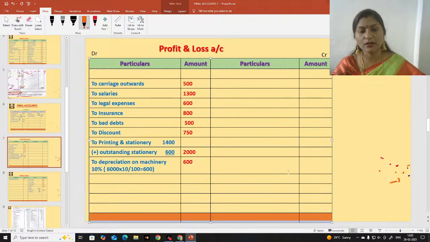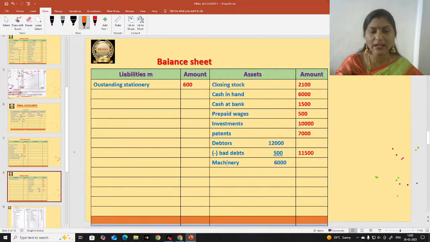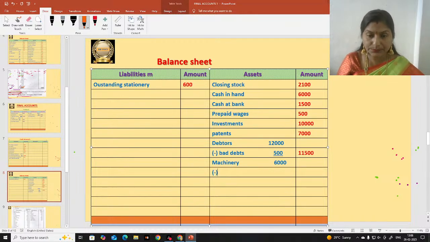That is the depreciation. Since depreciation is given in adjustments, we should show it two times. One time we recorded in profit and loss account debit side. Second time we should deduct from machinery. Where we recorded machinery? We recorded in the balance sheet. So we are going to the balance sheet and we are going to deduct that under machinery minus depreciation. So how much depreciation did we find out? It is 600. We will record 600 here, and 600 we are going to deduct from 6,000.